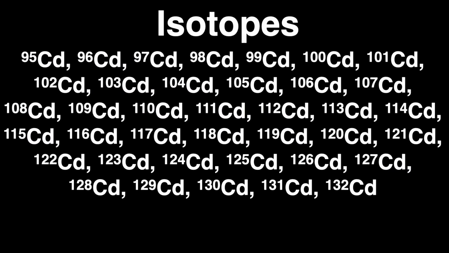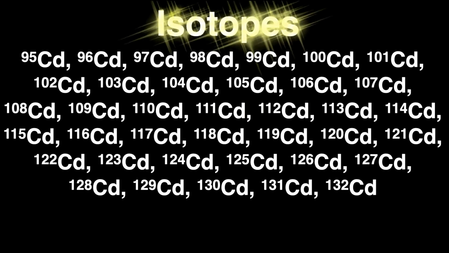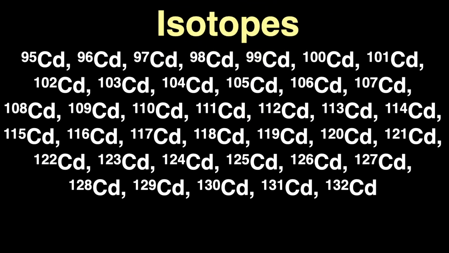Each element has many different forms. For each specific element, the number of protons in the nucleus is the same, 48 protons for cadmium, like we mentioned, but there can be different numbers of neutrons in the nucleus. All these different forms are called isotopes, and they're chemically identical, but with slightly different weights. The number you see next to the chemical symbol is the total number of protons and neutrons in the nucleus.